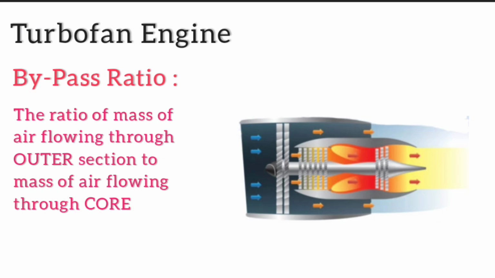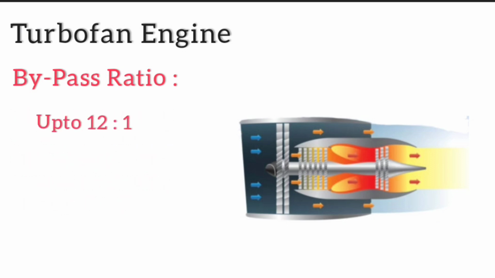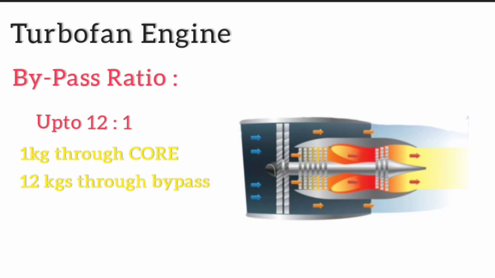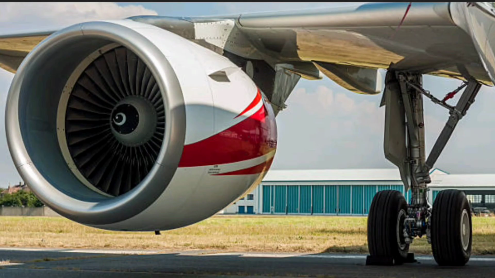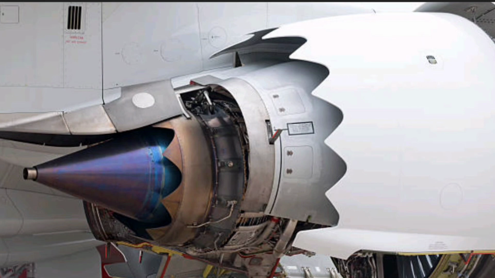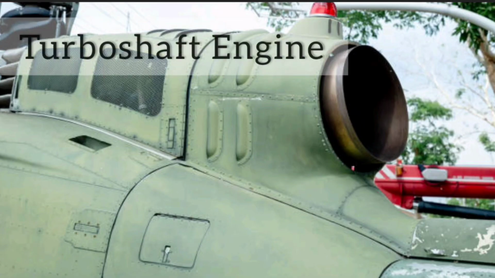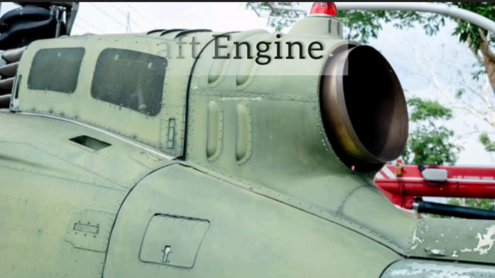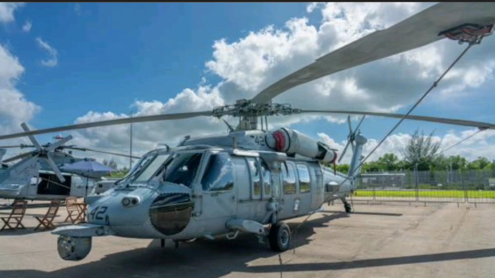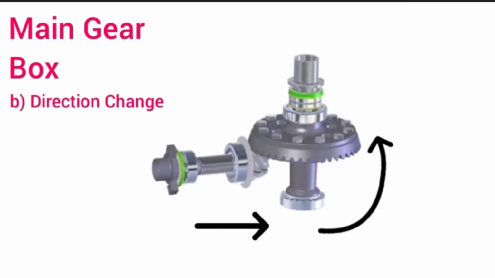There are engines with bypass ratios of up to 12:1. It means for every 1 kg of air passing through the core of the engine, 12 kg of air passes through the outer duct of the engine. Most often, these engines are used by commercial aircrafts. The other type of gas turbine engine is a turboshaft engine. This engine is used in helicopters where directional change is required to transfer the power.